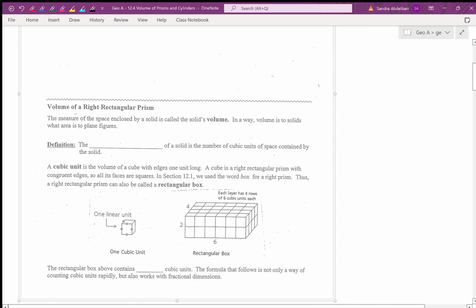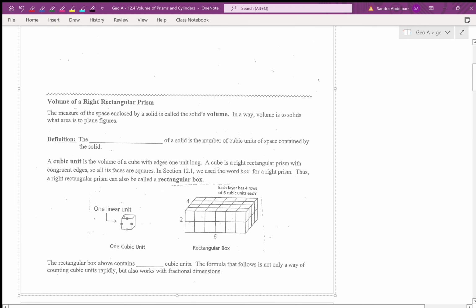We are skipping the do now. So we just finished surface area, and now we're going to talk about volume. Before the NJSLA, oh, say the pledge first.